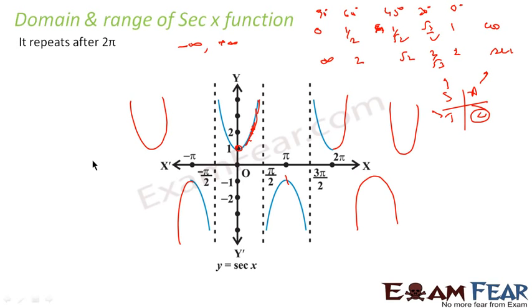So what we have learned here now also, for cosec and sec, sine and cos, it repeats after 2 pi, and for tan, it repeats after pi.